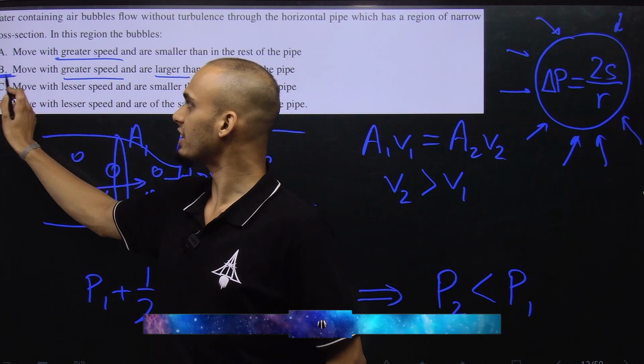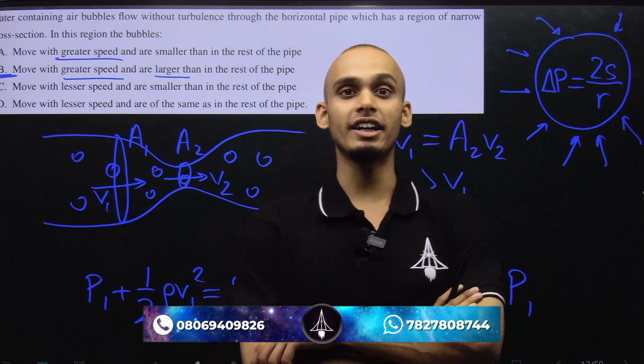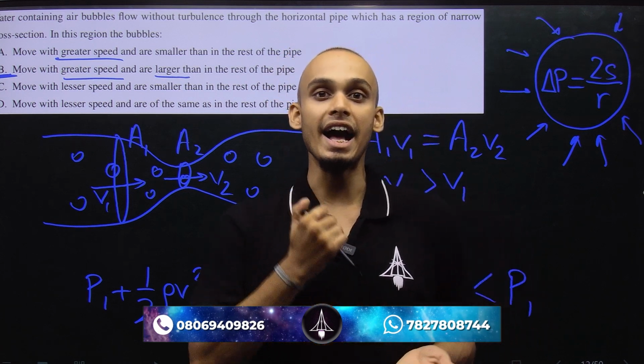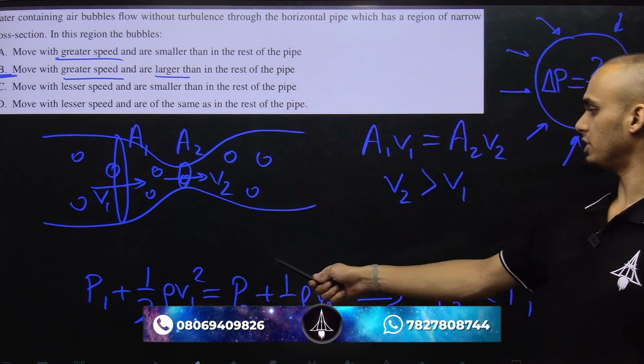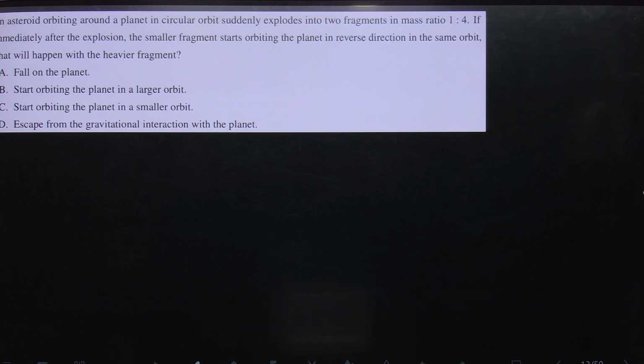Option B is correct. Again, your intuition might be wrong, you might make some mistakes in the intuition, but as long as you don't mistake any equations, the maths will never lie to you. Maths will always give you the correct answer. Let's do the next question.